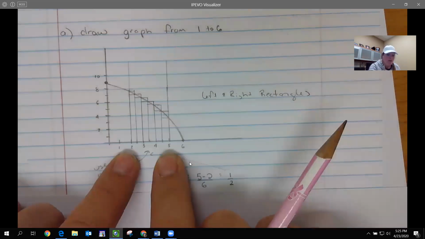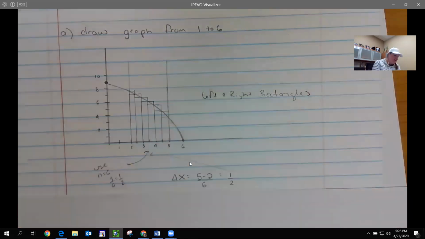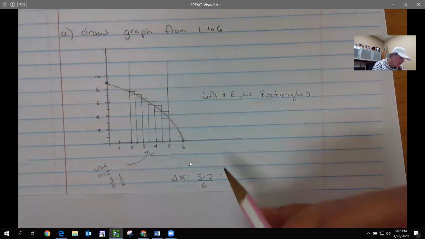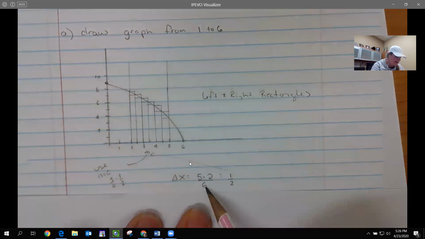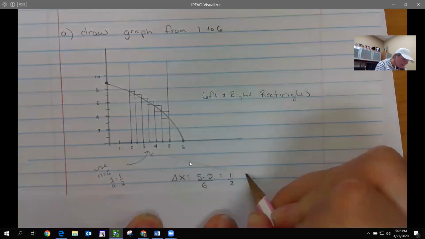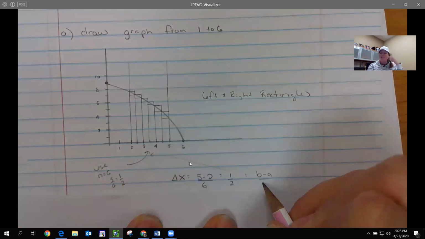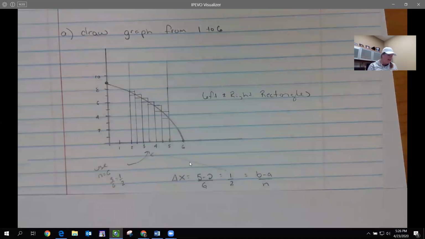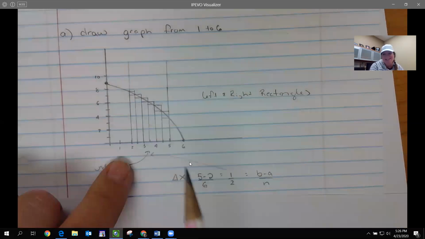And that will give us what we call our change in x, or this distance right here. So my change in x is equal to, I'm going from 5 to 2, so 5 minus 2 divided by the number of rectangles. And I could actually say this as b minus a over n. That's how it would look in the formula sense for that change in x. And that's going to tell me 1/2. You might have been able to figure that out on your own. I have 3 spaces here, 1, 2, 3, and I want 6 rectangles. So I would go by halves.